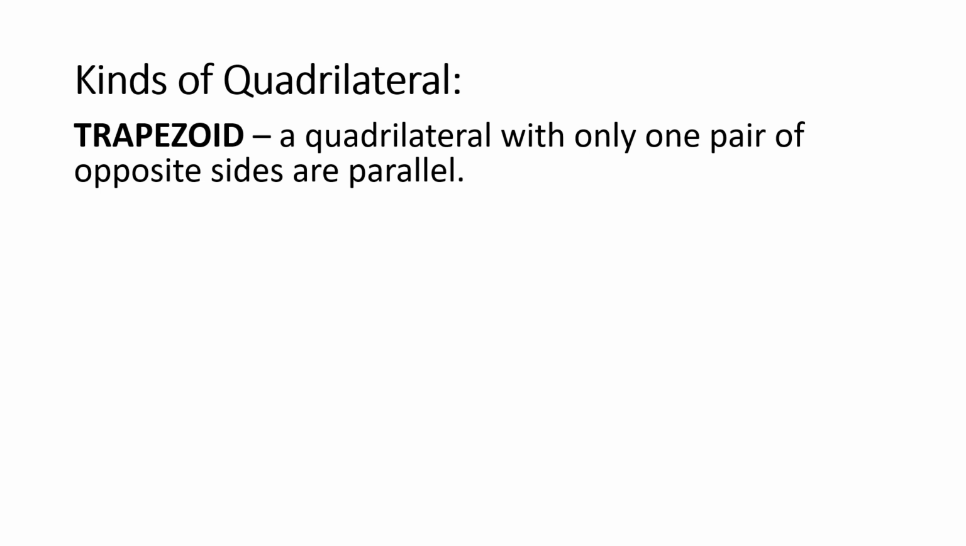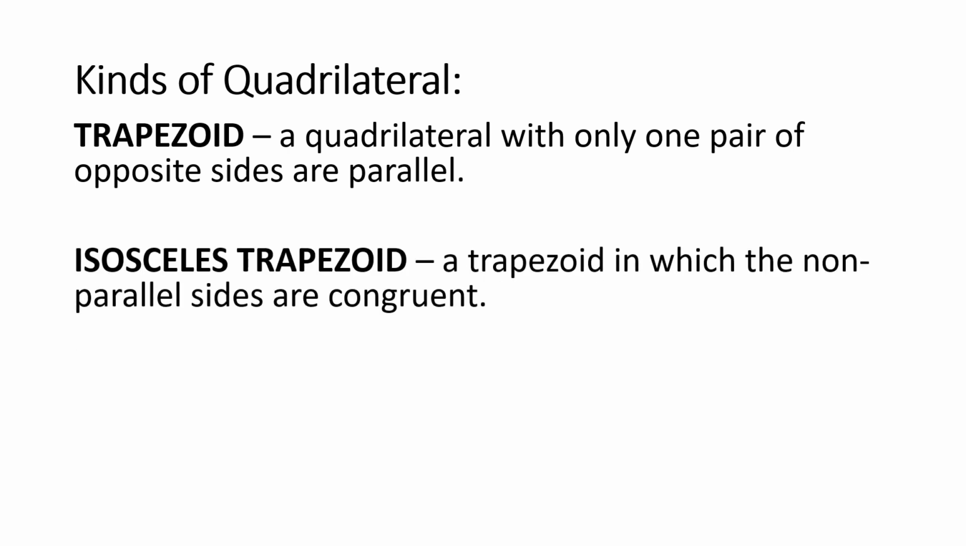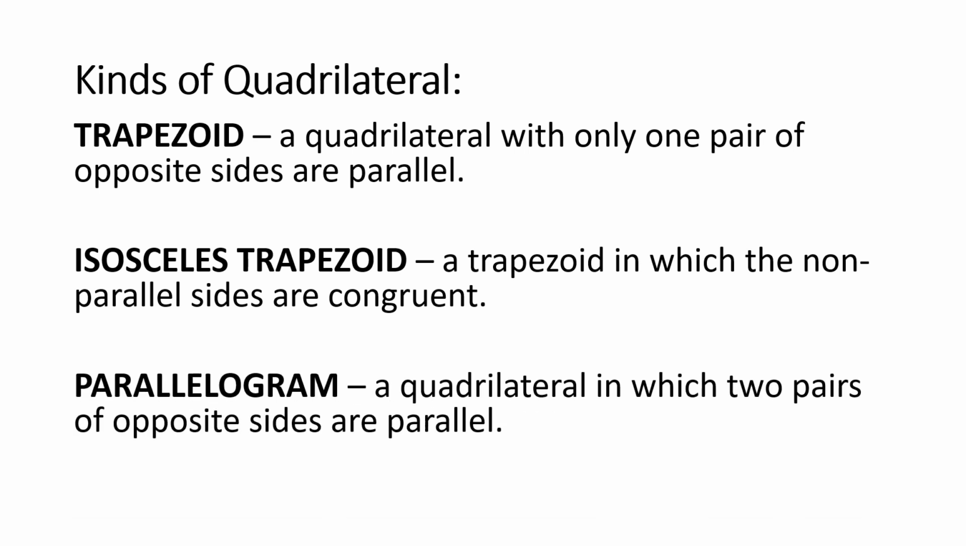Now, let us define each kind of quadrilaterals. Trapezoid, a quadrilateral with only one pair of opposite sides that are parallel. Isosceles trapezoid, a trapezoid in which the non-parallel sides are congruent. Parallelogram, a quadrilateral in which two pairs of opposite sides are parallel.